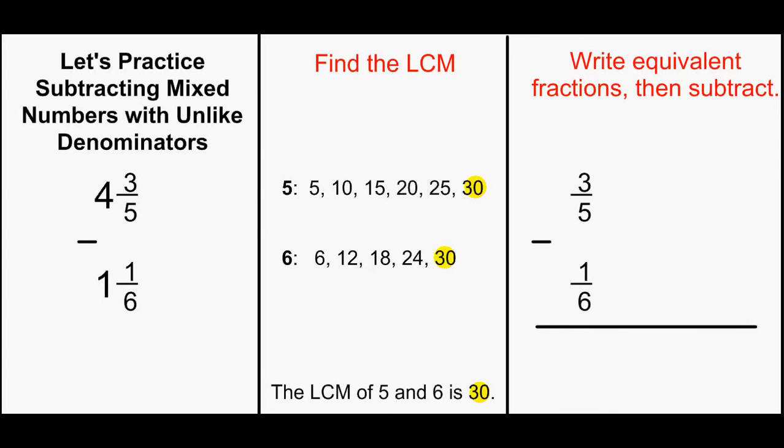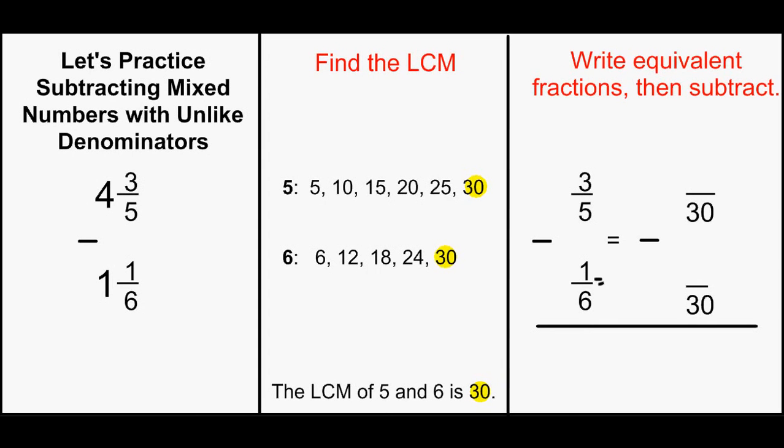We can use that to write equivalent fractions. We'll take 3/5 and write it with a denominator of 30, and we'll take 1/6 and write it with a denominator of 30. Now, to write the equivalent fractions, we need to write numerators. Now that we have denominators of 30, I will show you how to write the numerators. Take 5, multiply by 6. 5 times 6 equals 30.